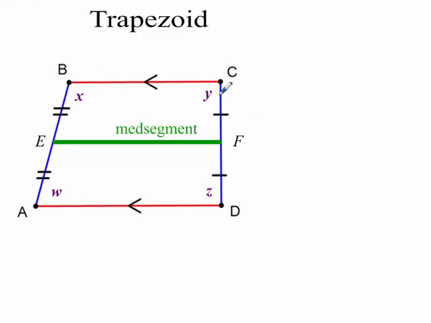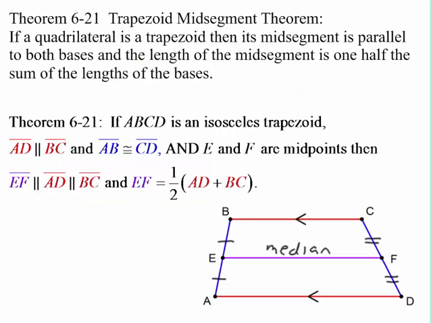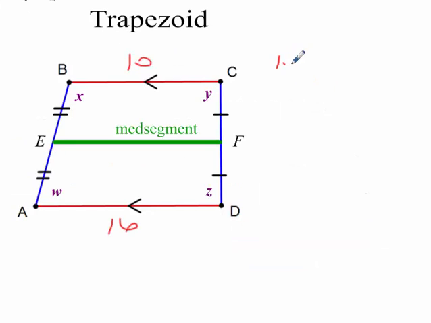So let's throw some numbers in here. If I just say that this is 10 arbitrarily, and then over here I'm just going to make up the number 16. According to our theorem, let's go back a page, it says that if we take the two bases, add them together, divide by 2, boom, there's your median length. So you take 10 plus 16, divide by 2, and you get 13 for a midsegment or a median. It's 13.